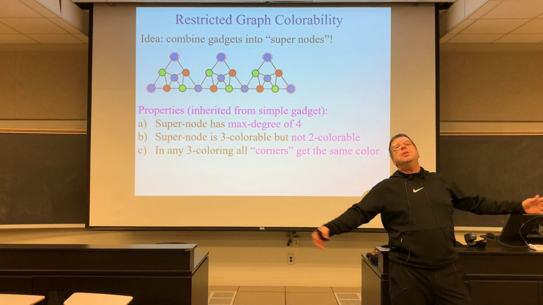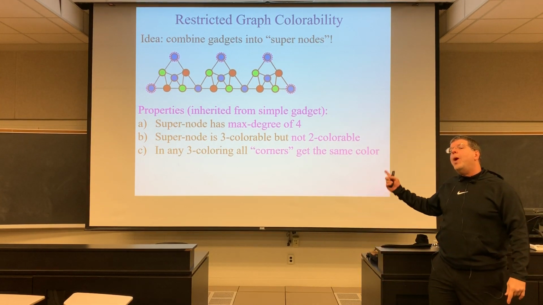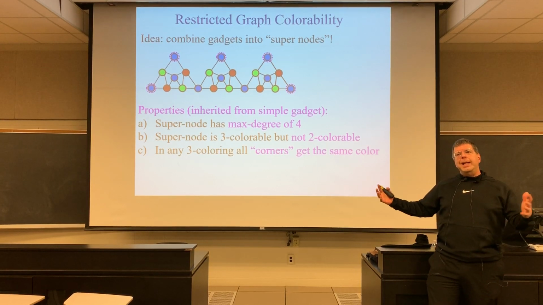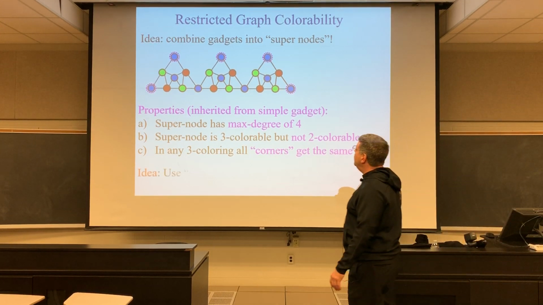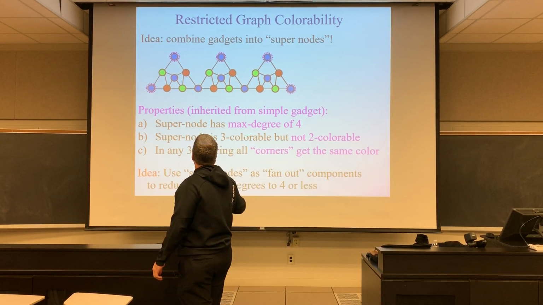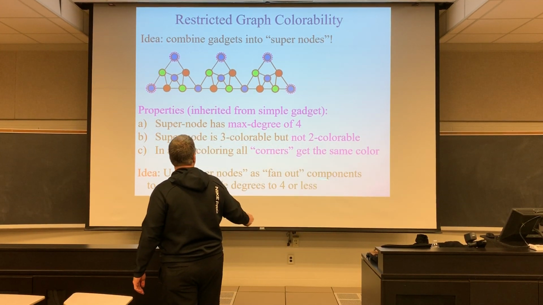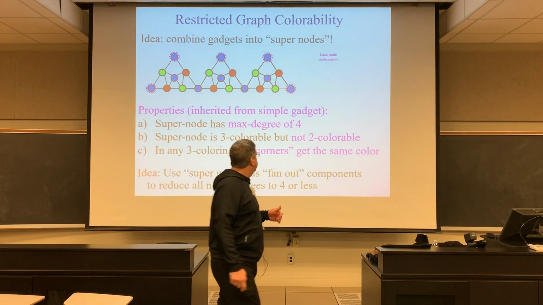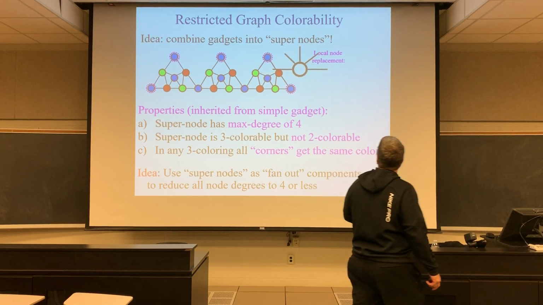So now we have a larger gadget that has more corners. You'll see in a minute why we're doing this. So far, it's a bit of a mystery, I agree. I'm just laying down the properties so then we can exploit them properly. So now we're going to use these super gadgets or super nodes as fan-out components to reduce the degree of a graph. Okay. So what does that mean?